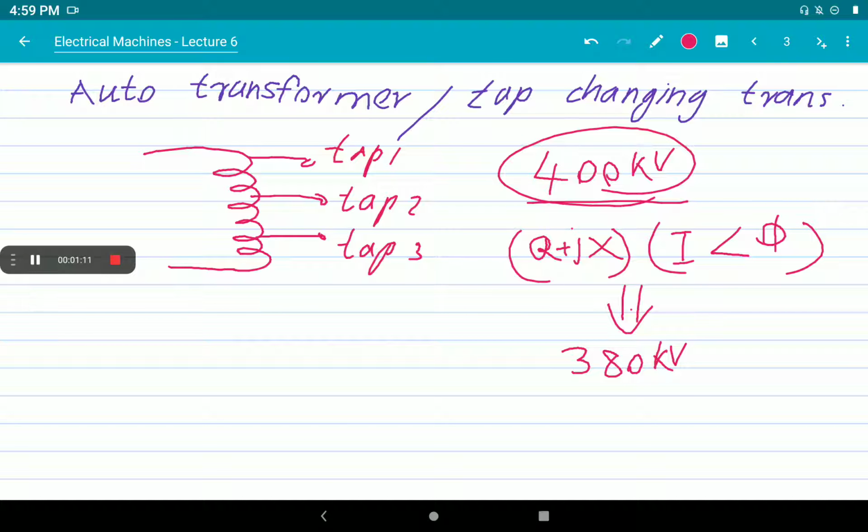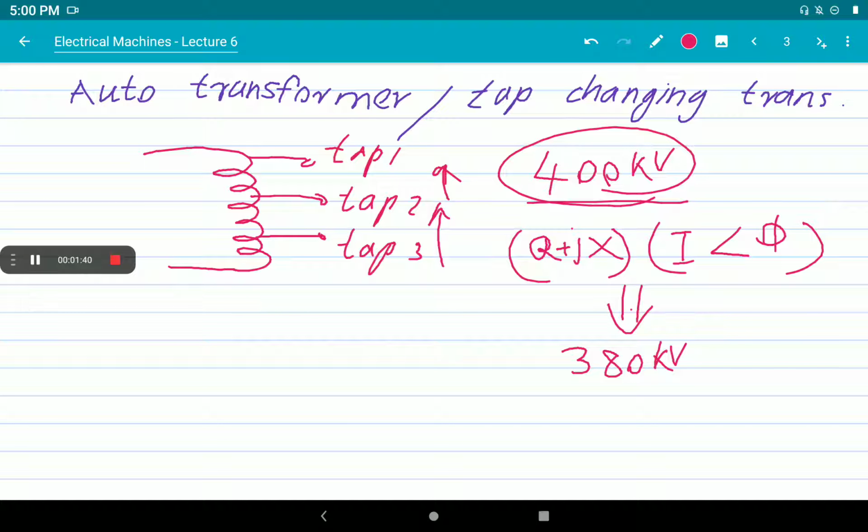So we have to maintain that constant voltage by changing the tap, from tap 1 or tap 2 or tap 3. By changing the number of turns in the secondary, we can make a small modification in the voltage level in the secondary winding, which is used in generating stations and substations for maintaining the voltage level. So auto transformer is also known as tap changing transformer.